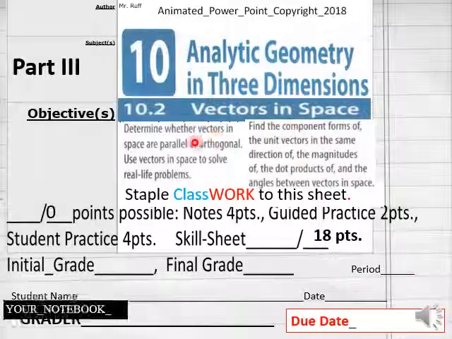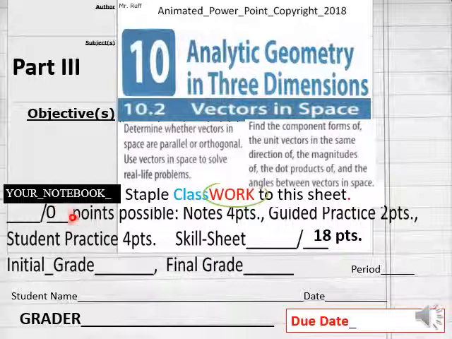Have those sheets out in front of you. There are 0 points on your notebook for part 3, 10.2 vectors in space, and you have 18 points on your classwork sheet: name, date, period, due dates for other students.